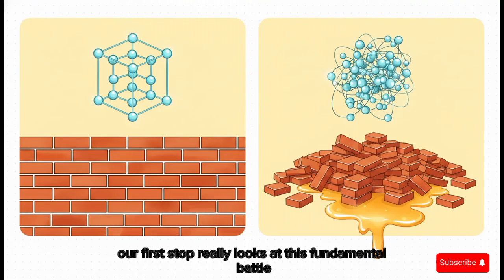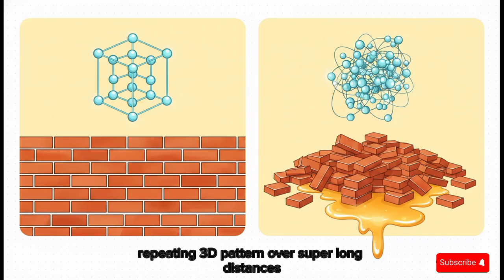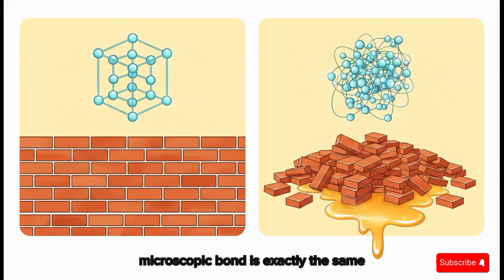So our first stop looks at this fundamental battle happening inside every single solid object you touch. It's the battle between strict order and total atomic chaos. Basically, the physical world is split in two. Over on the crystalline side, think of it like a perfectly built brick wall. The atoms follow a strict repeating 3D pattern over super long distances. And because every single microscopic bond is exactly the same, they have this really sharp, sudden melting point.